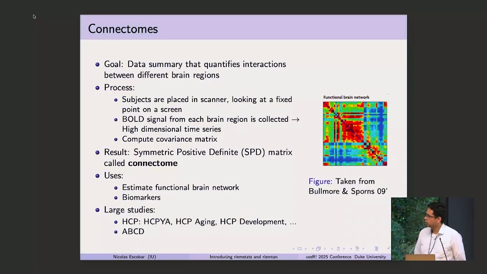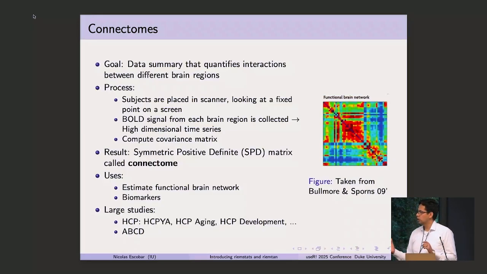So the idea behind a connectome is that you put someone through the scanner and it gives you a BOLD signal for each little part of their brain. You can think about that as a very high dimensional time series, and you want to summarize that data. The way you do that is you just compute the covariance matrix. Because of the properties of covariance, what you get out of that is something called a symmetric positive definite matrix, or SPD matrix. The typical one you can visualize on the right.